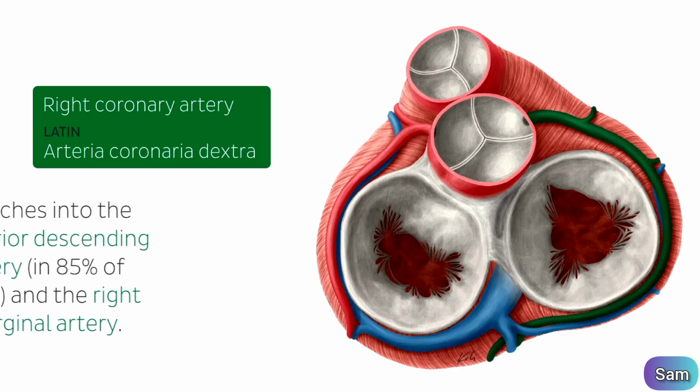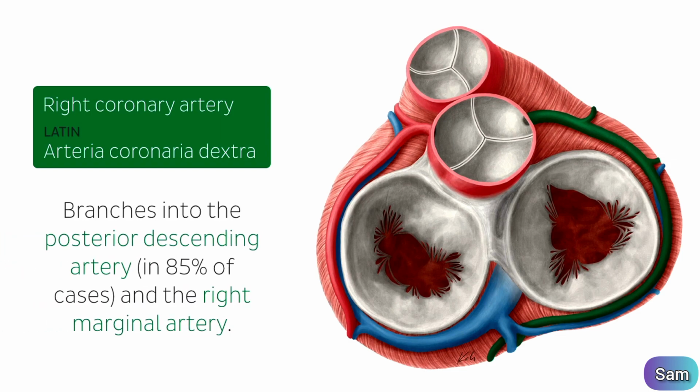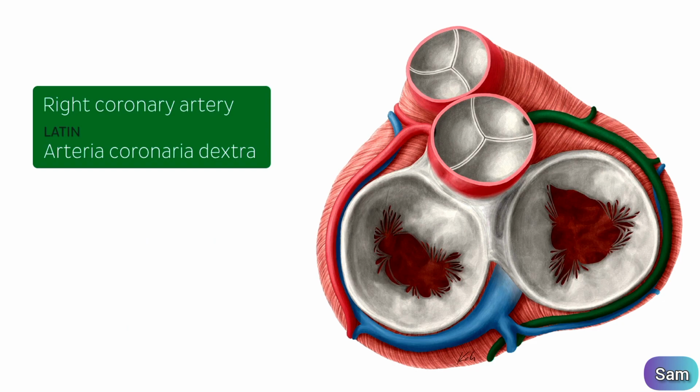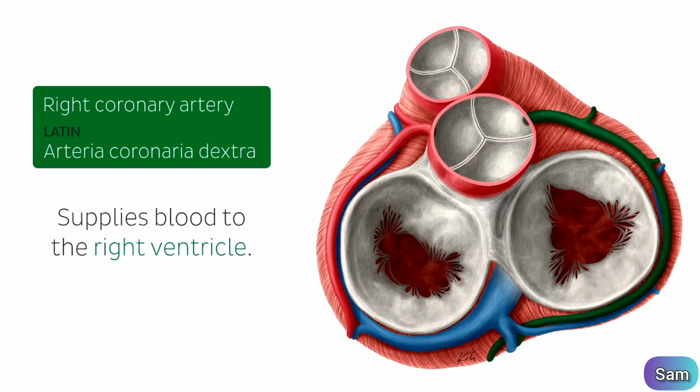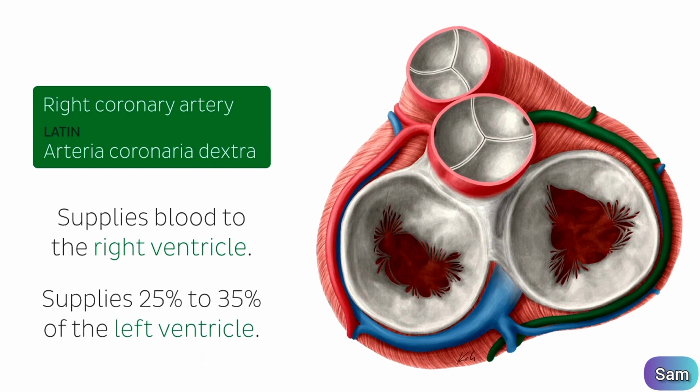Now, it branches into the posterior descending artery in 85% of the cases and the right marginal artery. In addition, this artery will be supplying blood to the right ventricle, and the right coronary artery also supplies 25% to 35% of the left ventricle.